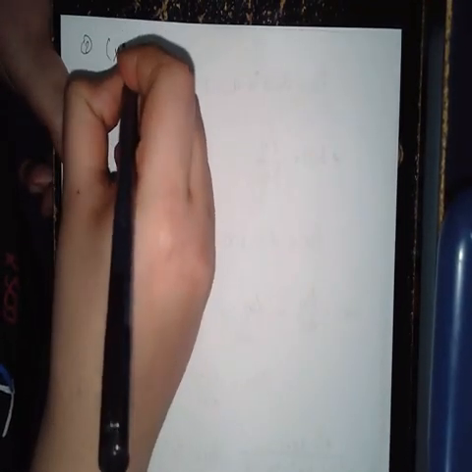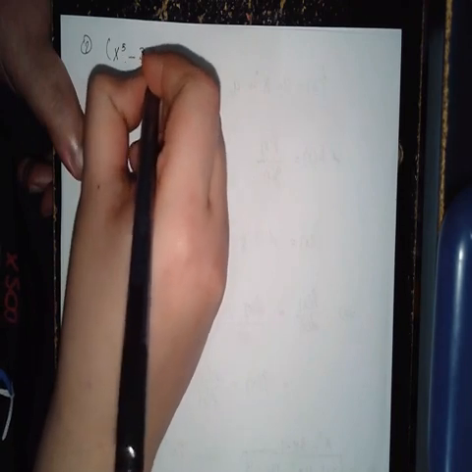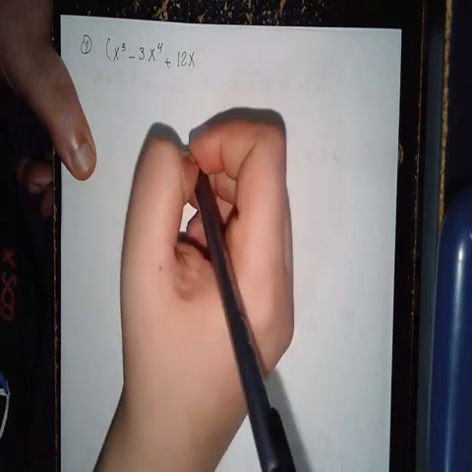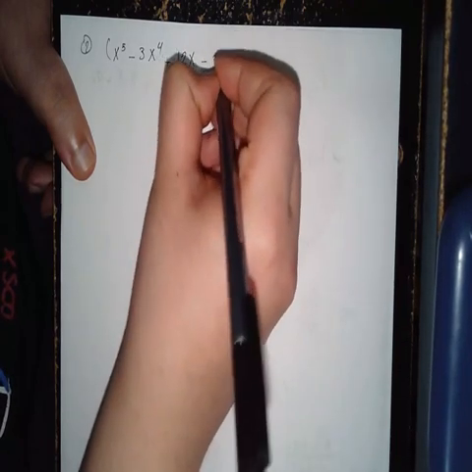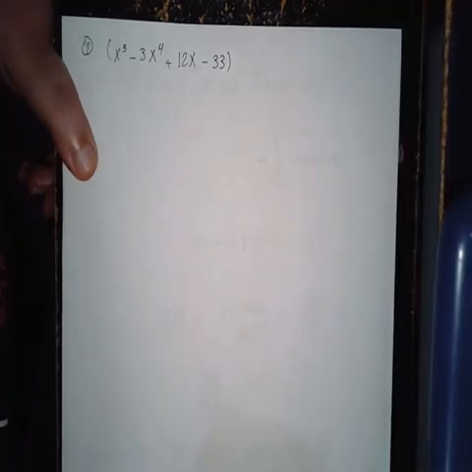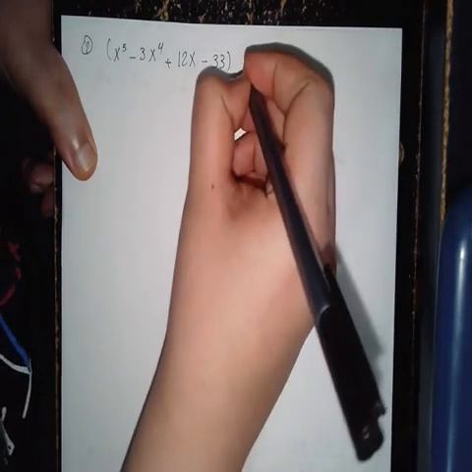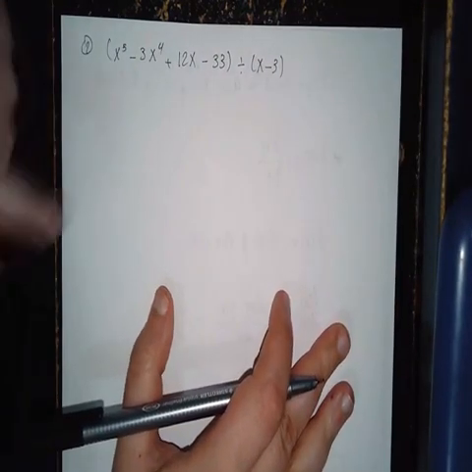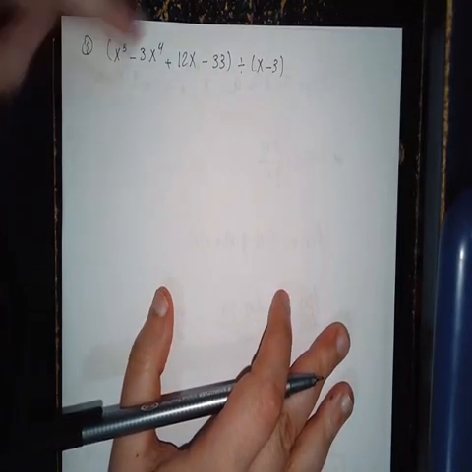Alright, now, let's do another one. Number 2. Here's another example. We have x to the 5th minus 3x to the 4th plus 12x to the first power minus 33. This is the function I want you to divide. And you're dividing it by this, x minus 3. Okay? So, this is my dividend. This is my divisor.